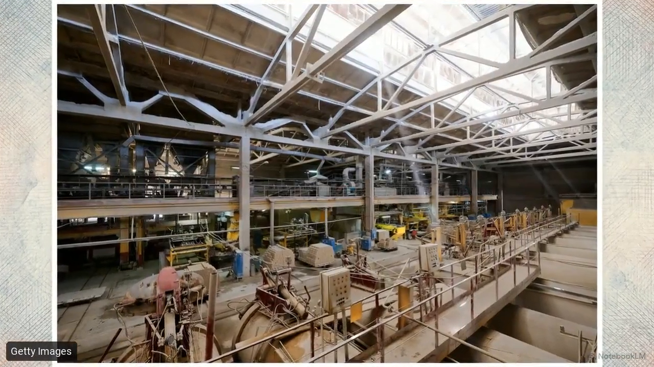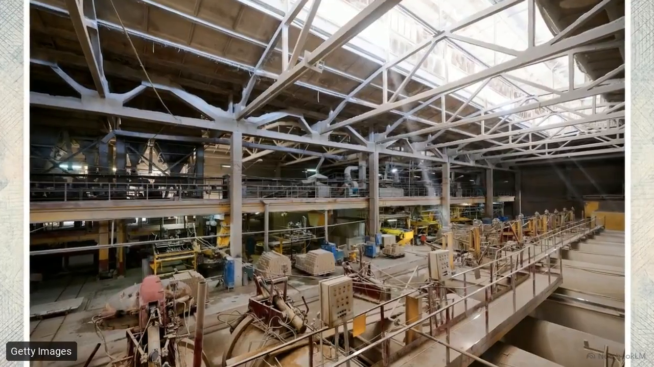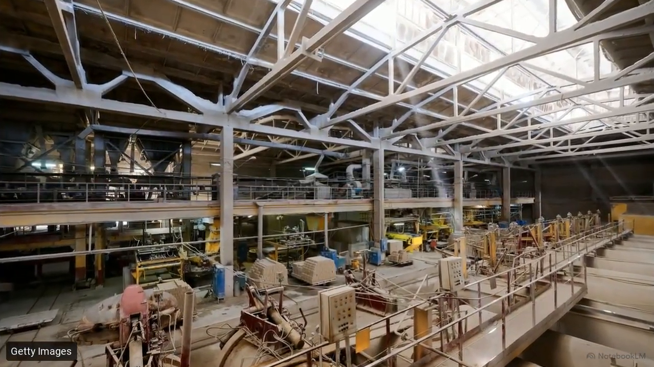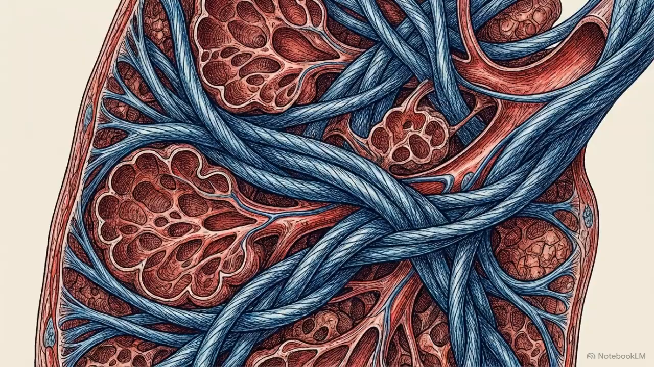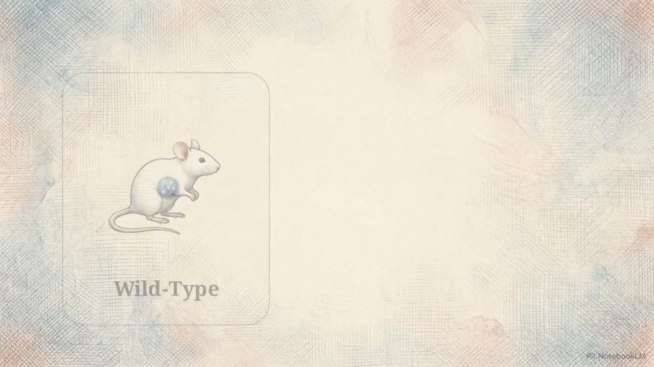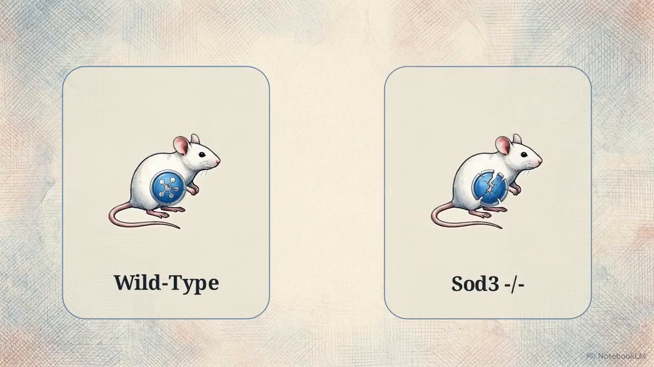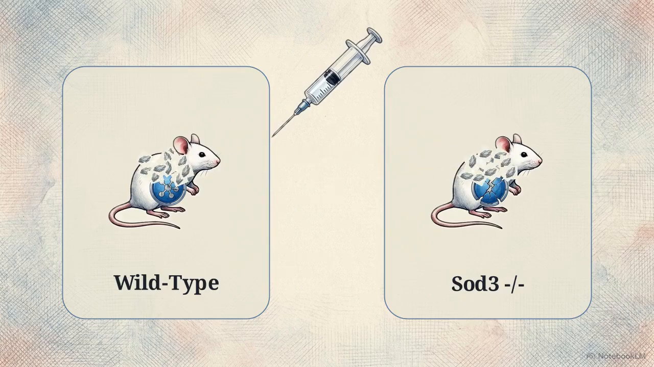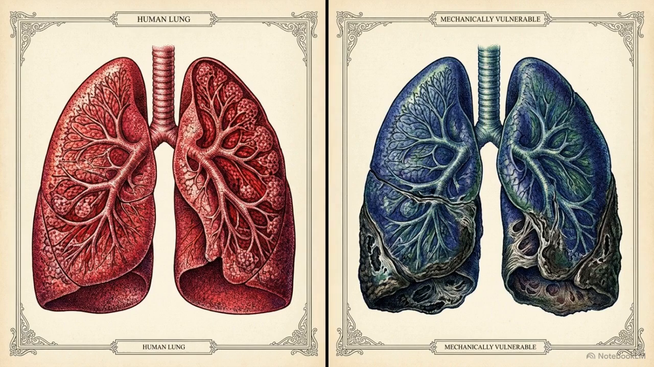Inhaled particulate matter, such as aerosolized crystalline silica, can bypass mucosal defenses and infiltrate the deep lung. Chronic silica inhalation induces oxidant-antioxidant imbalances, leading to pulmonary fibrosis. Researchers analyzed the antioxidant enzyme SOD3 to determine its role in protecting the pulmonary vasculature against oxidative stress. The experiment compared the lungs of wild-type mice against mice genetically engineered to lack SOD3, with both groups receiving a tracheal silica injection. This is a high-stakes stress test.